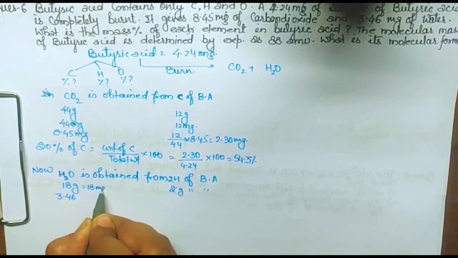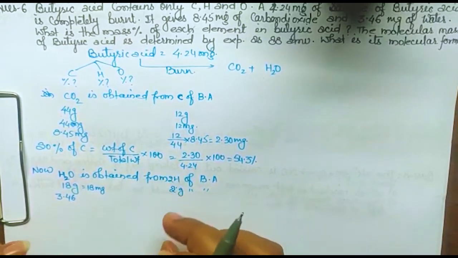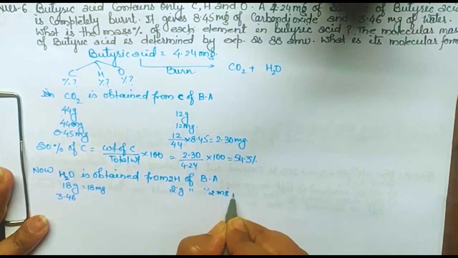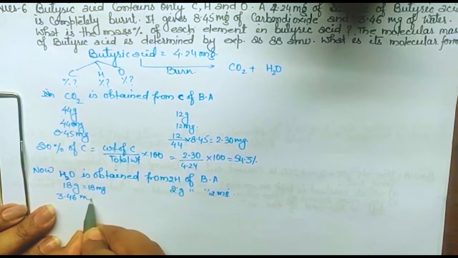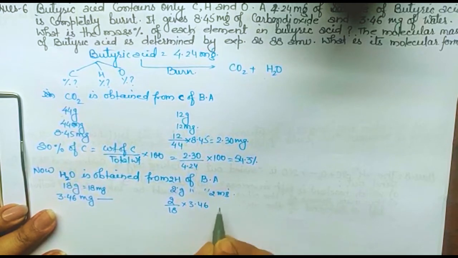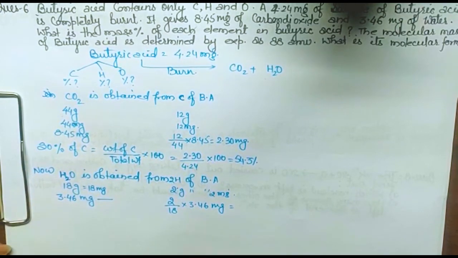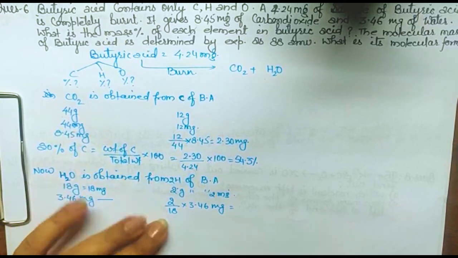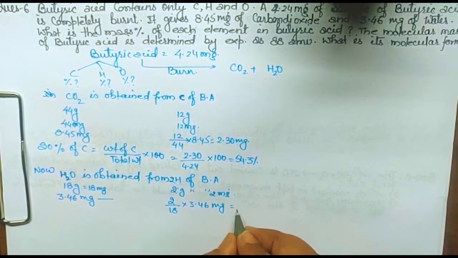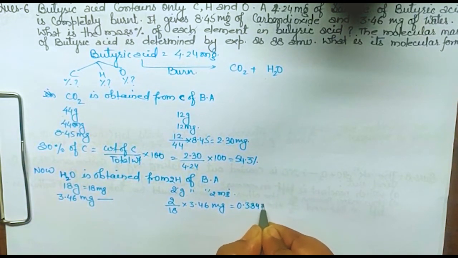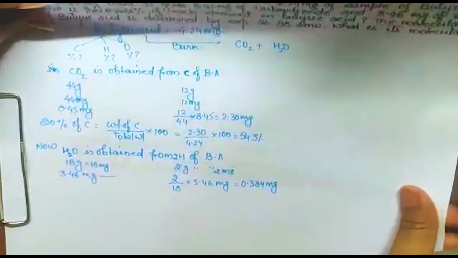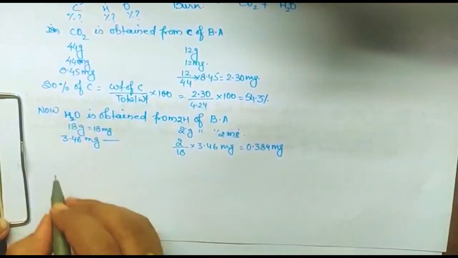Milligram and gram are the same here, the unit will cancel out. So 18 milligram of water comes from 2 milligram of hydrogen, and 3.46 milligram will give 2 upon 18 into 3.46 milligram. Solve it. It is 2 upon 9, so 3.46 upon 9. It is 0.384 milligram. Clear? Similarly, you will find the percentage of hydrogen.